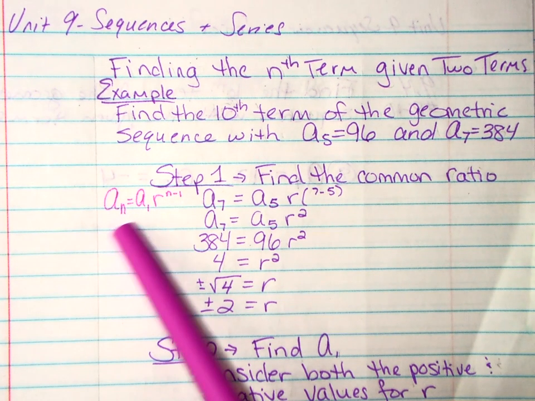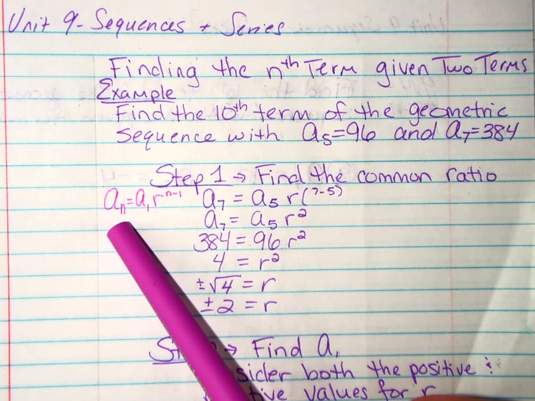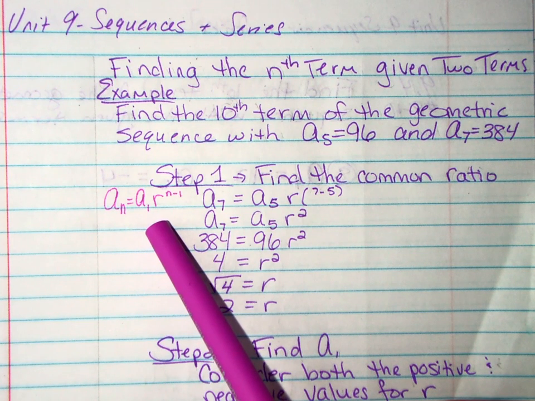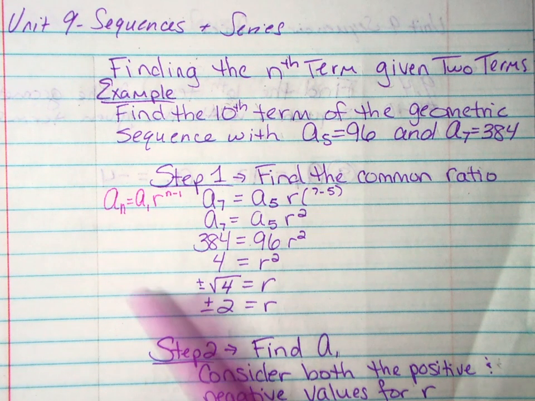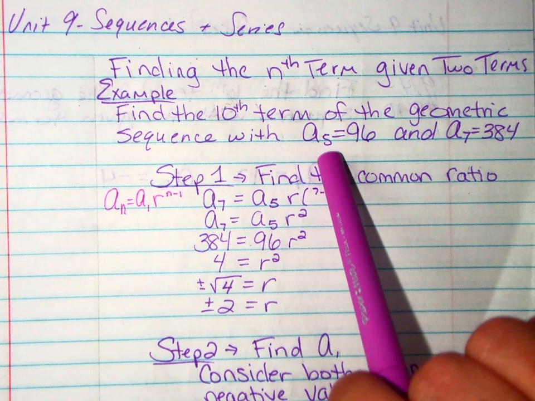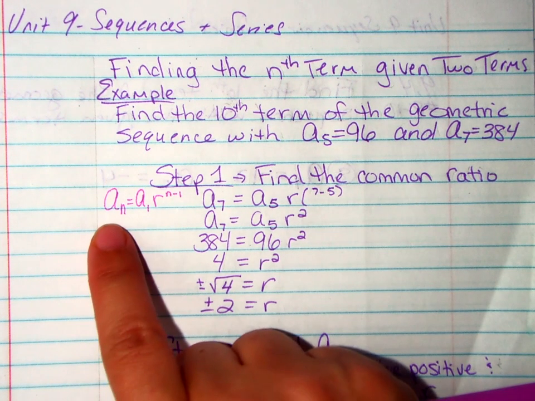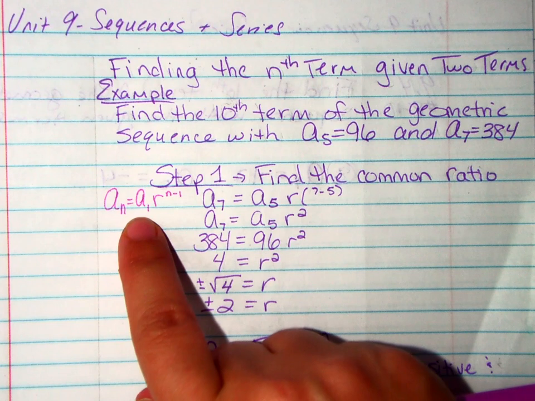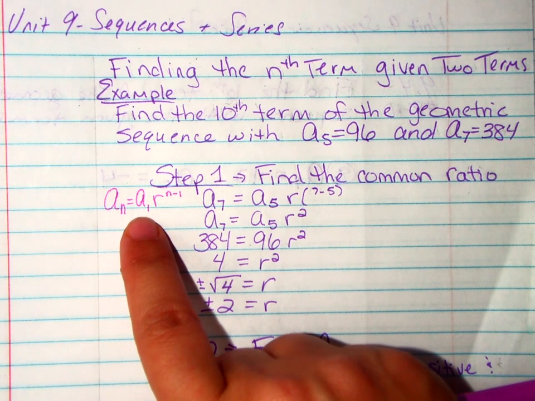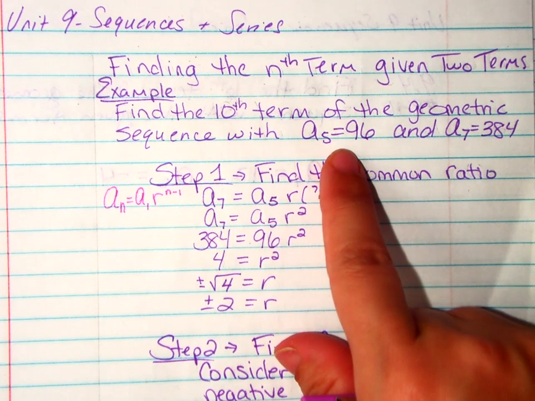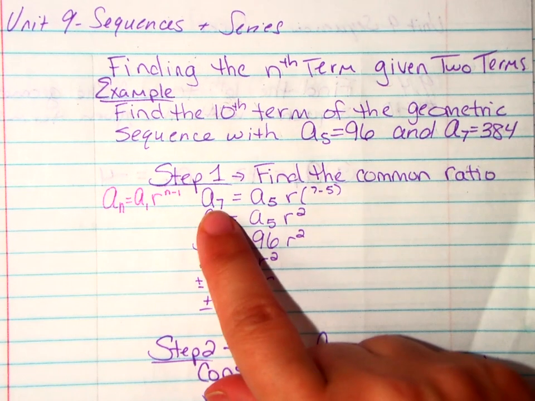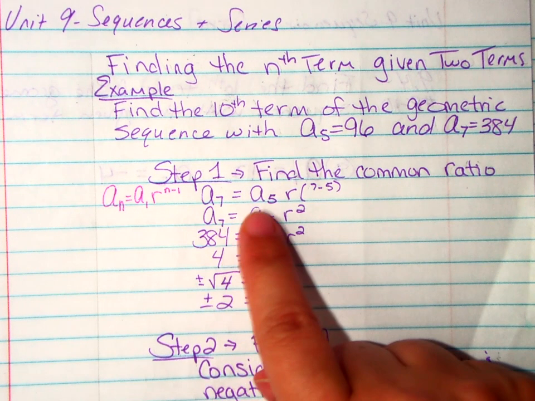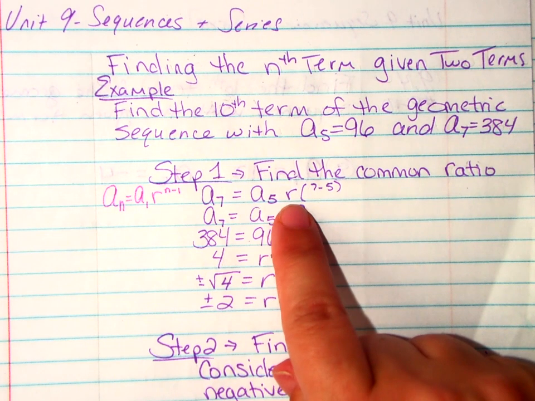So we're going to use our general rule, which is a sub n equals a sub 1 times the ratio raised to the n minus 1. Now, if you think I only have two terms, I'm going to have to put one in for a sub n, and the other one's going to have to go in for a sub 1. Because a sub 1 is the first term, I would do the smaller term for a sub 1. So we're going to replace a sub n with a sub 7 equals a sub 5 times the ratio.